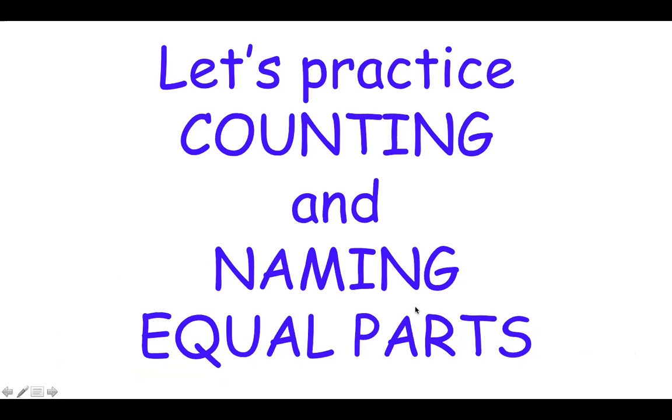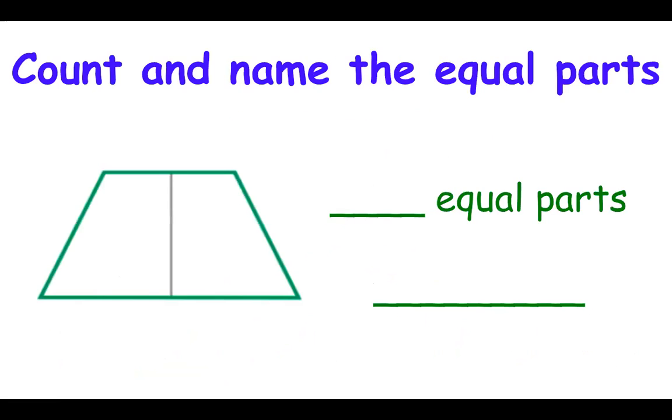Let's practice counting and naming equal parts. Here we go. Count and name the equal parts. So look at this shape. Count how many equal parts you see. Pause the video and see if you can answer how many equal parts and then the name of those parts. Pause and answer now. Very good. There are two equal parts, 1, 2. And if there are two equal parts, we name them halves. Very nice. Let's try another one.